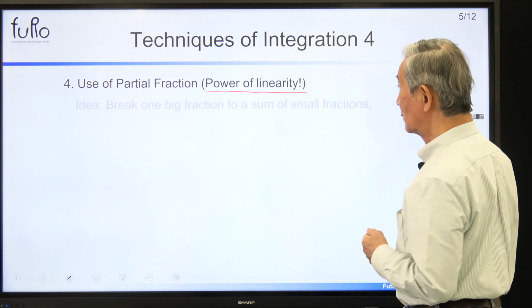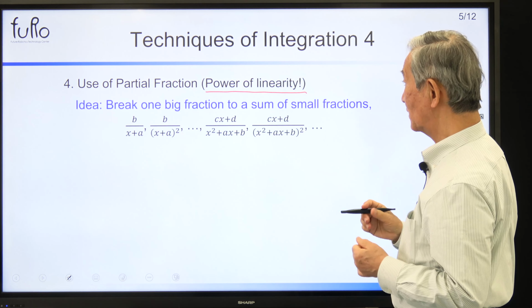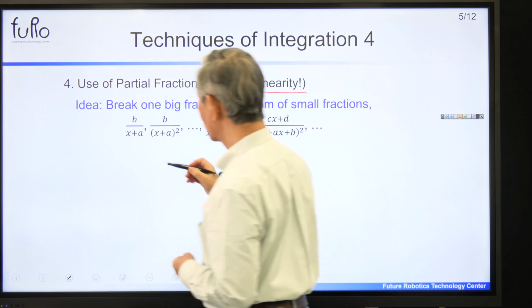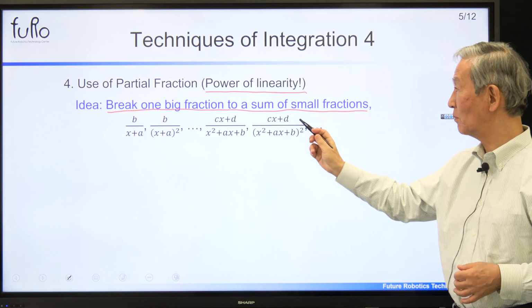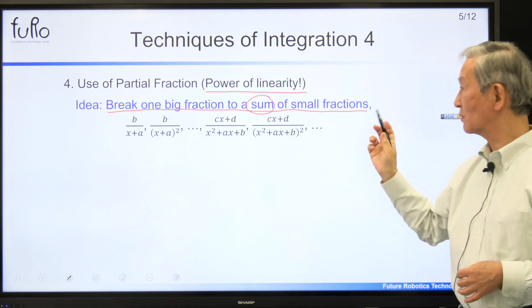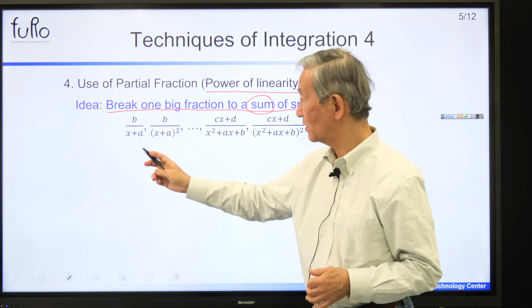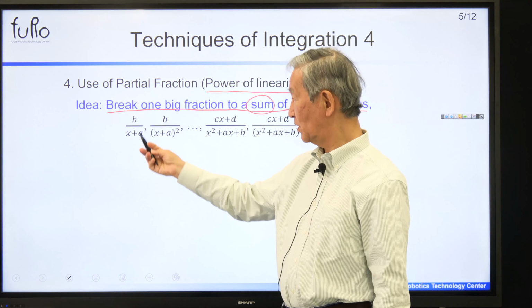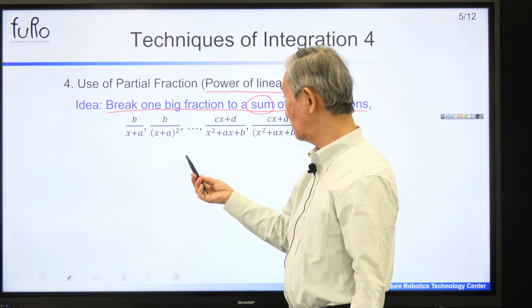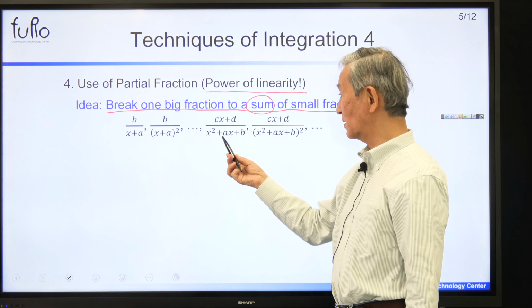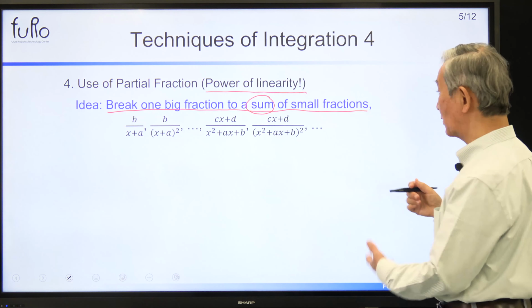So a direct application of that is partial fractions. The idea is to break one big fraction into a sum of small fractions, like b over x plus a, or b over x plus a squared, third, cubic power, or cx plus d over x squared plus ax plus b, blah, blah, blah.